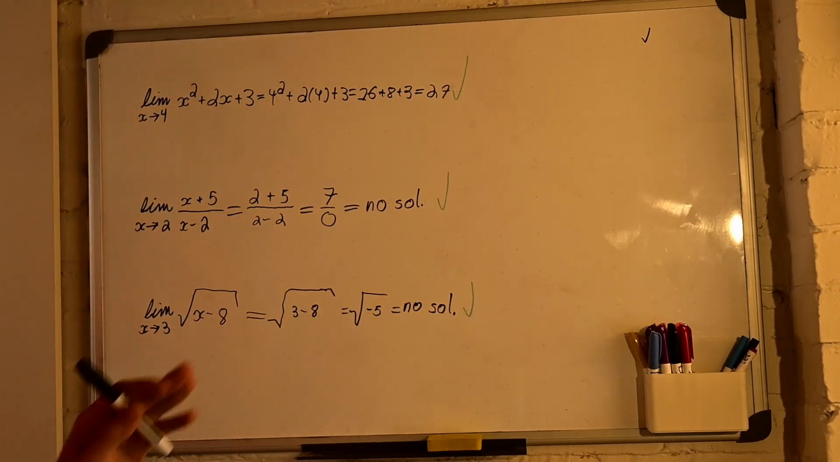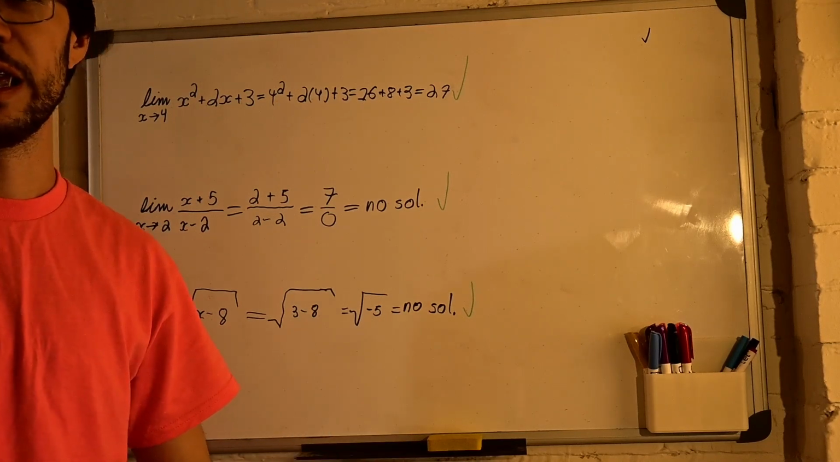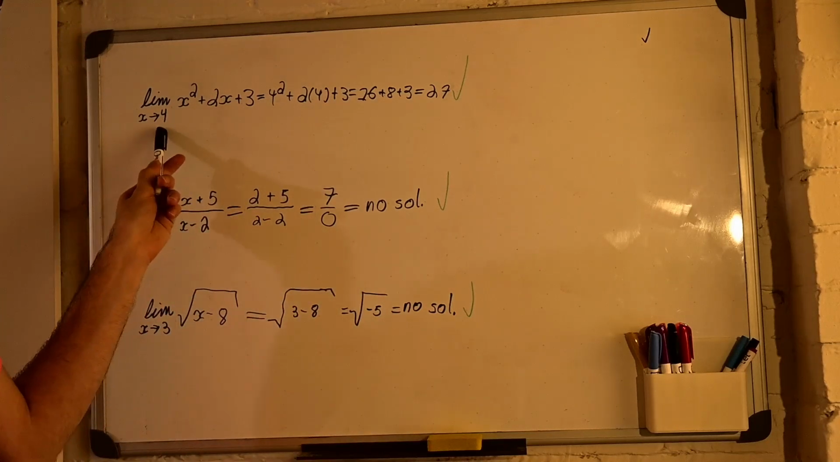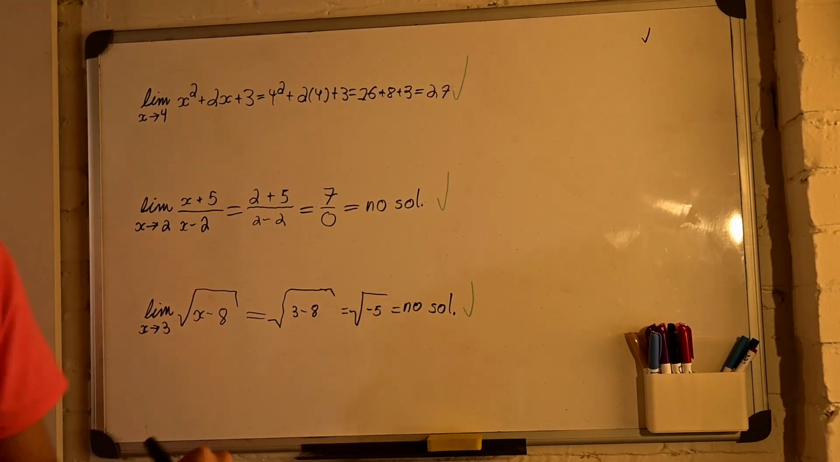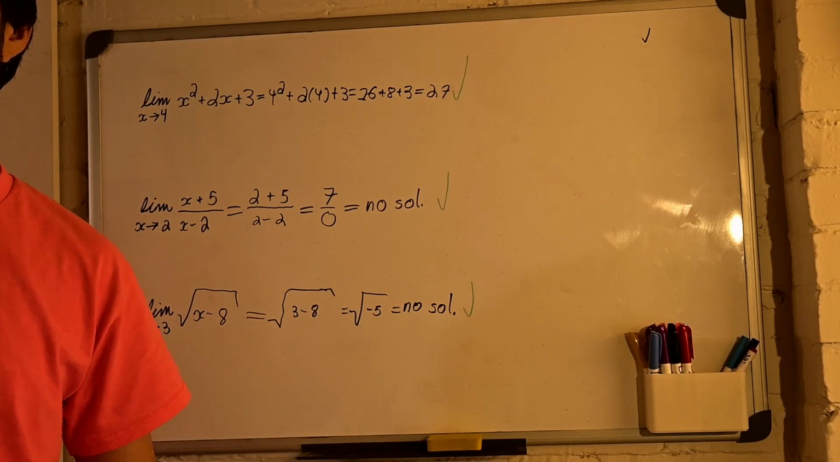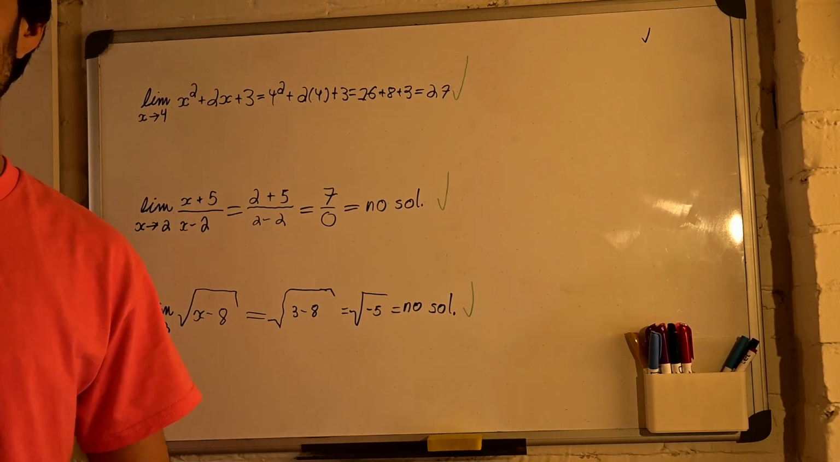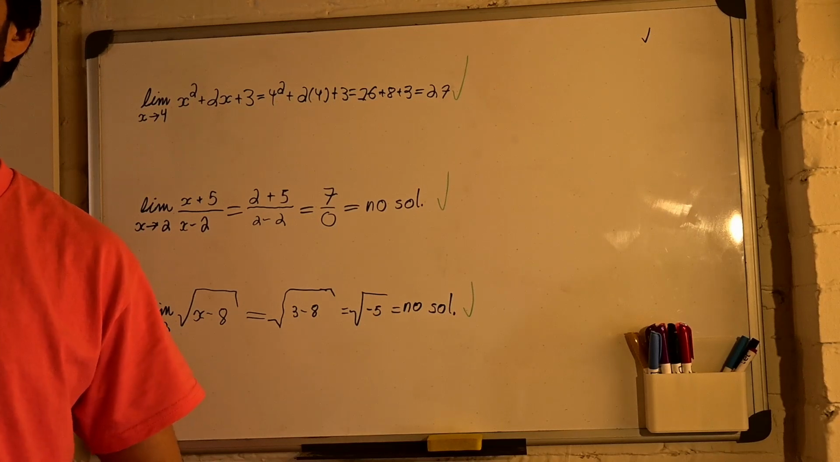So whenever you're analyzing a limit, all the time, or basically all the time, the first thing you do is you take the number that it gives you. So in this case, it's 4. In this case, it's 2. In this case, it's 3. And you plug it into the equation and just see what you get. Once you do that, there's multiple different things that can happen, and depending on what happens, you decide what to do next.